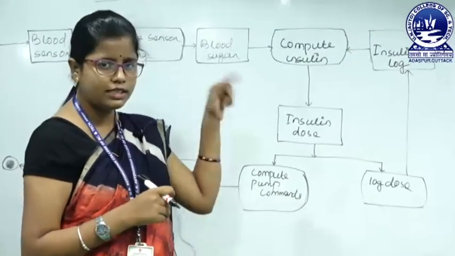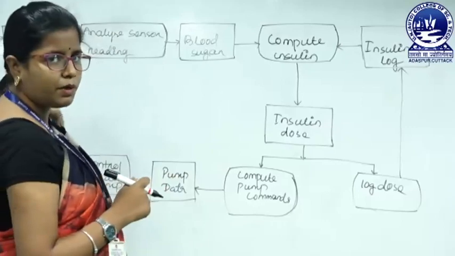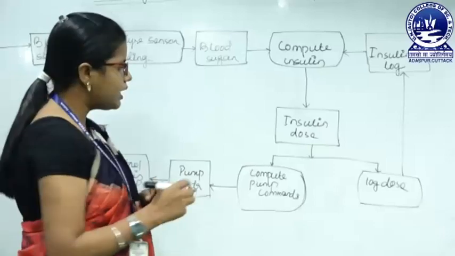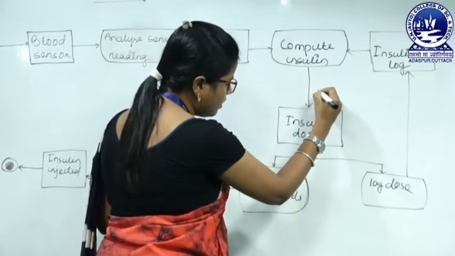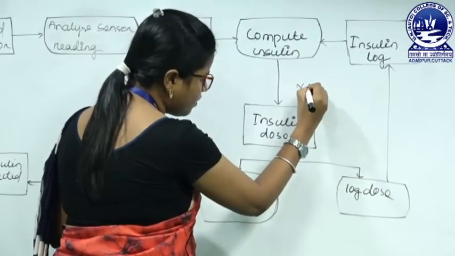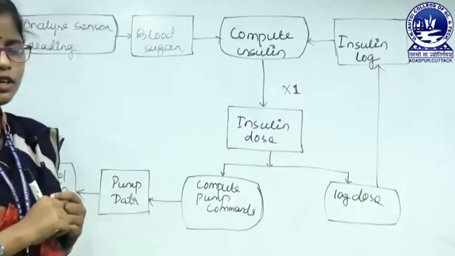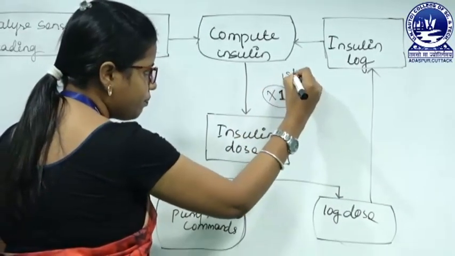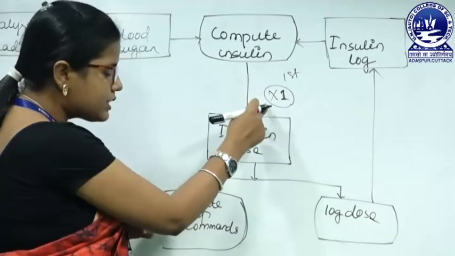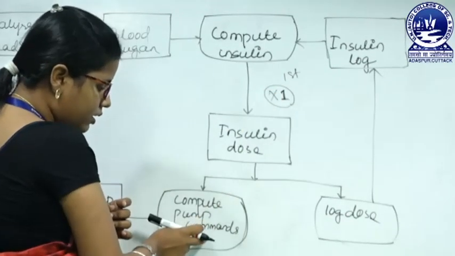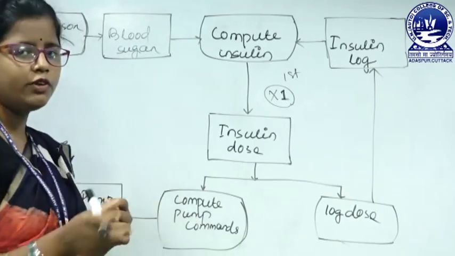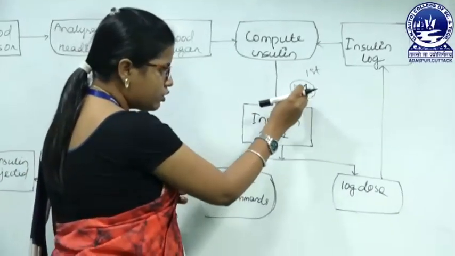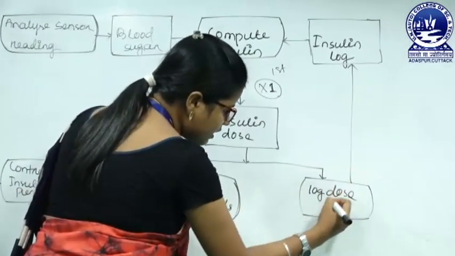Suppose I am using this system for the first time. I am just skipping all these steps and coming to compute insulin. The first time, my system computes that I want x1 units of insulin to be injected into my body. So, this is my first reading. After computing x1, x1 will be sent to the pump command, that means the pump will inject x1 amount of insulin into my body, and then that x1 should also be here, in the log dose.